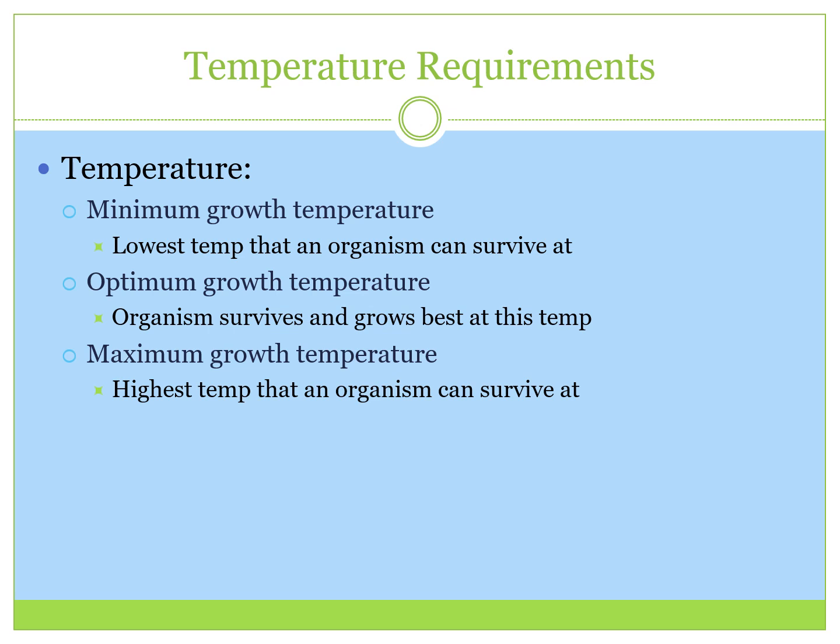Let's start with temperature. When it comes to temperature requirements, these are the three ranges I care about for you to know. So we have our minimum growth temperature. This is going to be the lowest temperature that an organism is able to survive. The maximum growth temperature, that is the opposite, the highest temperature that an organism can survive. And then of course it makes sense that there is an optimum growth temperature. This is going to be like that sweet spot where organisms survive and grow best at this temperature.